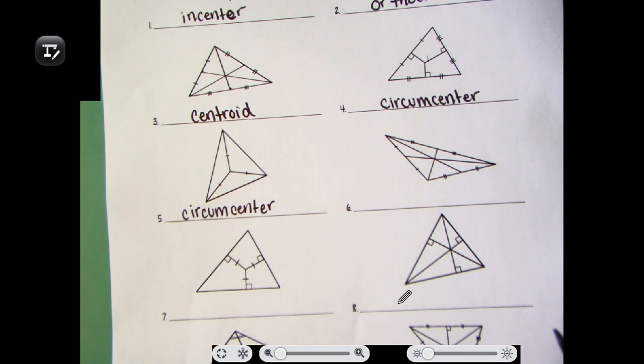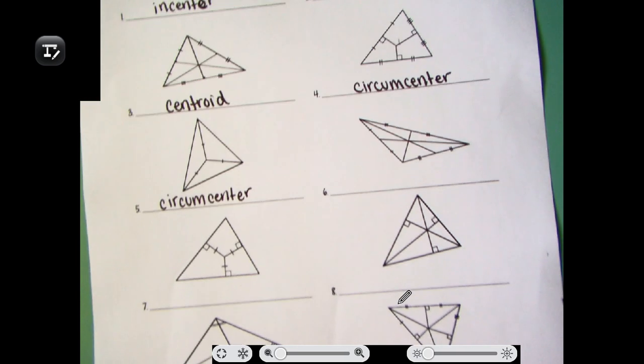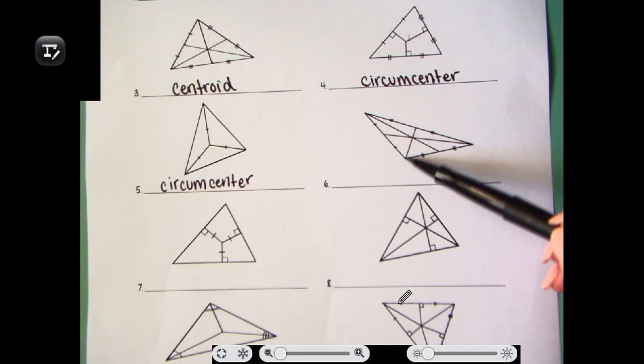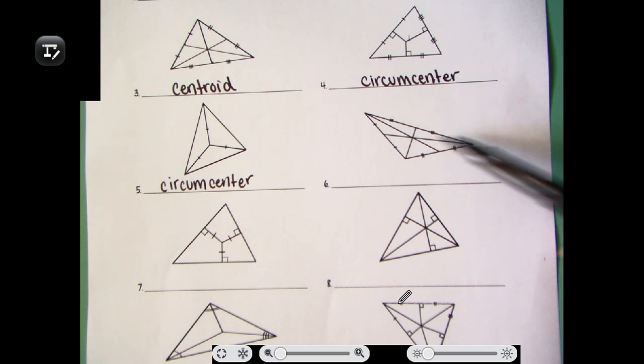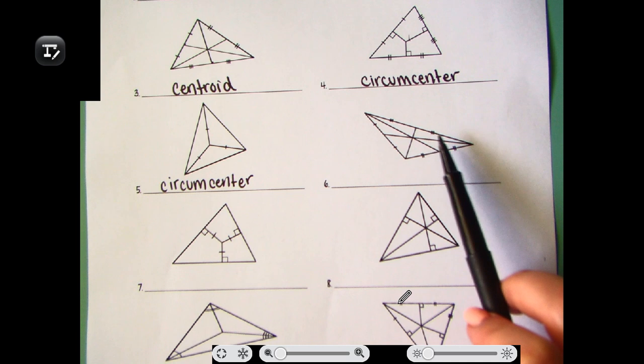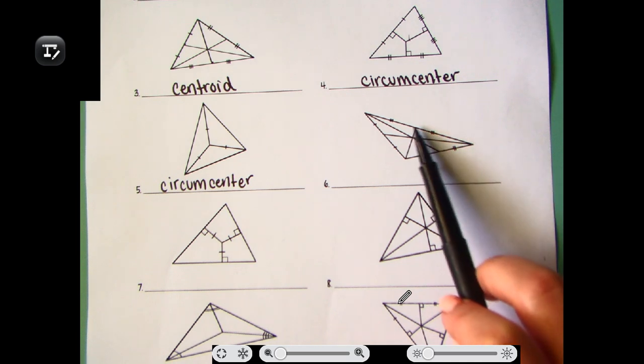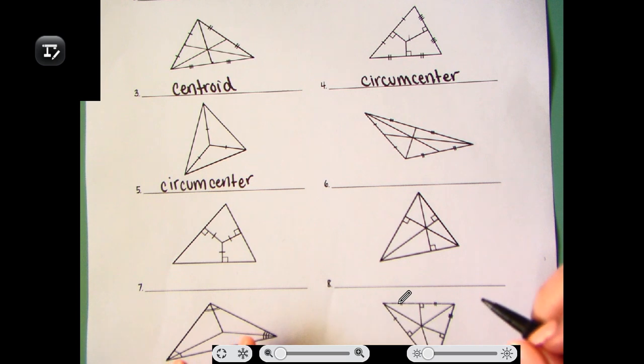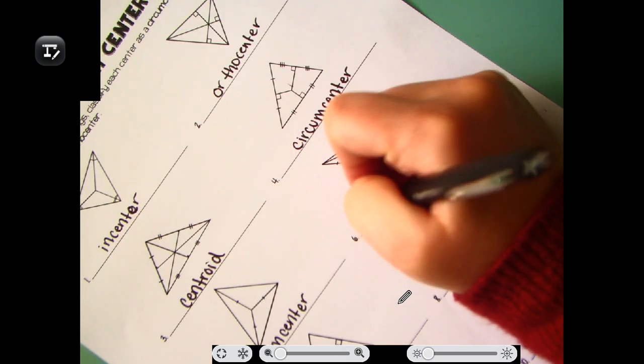Okay, and then number 6. You have a centroid. So these are extending from the vertex and they're going to the midpoint here. So these are halfway through. So those are medians and it is a centroid.